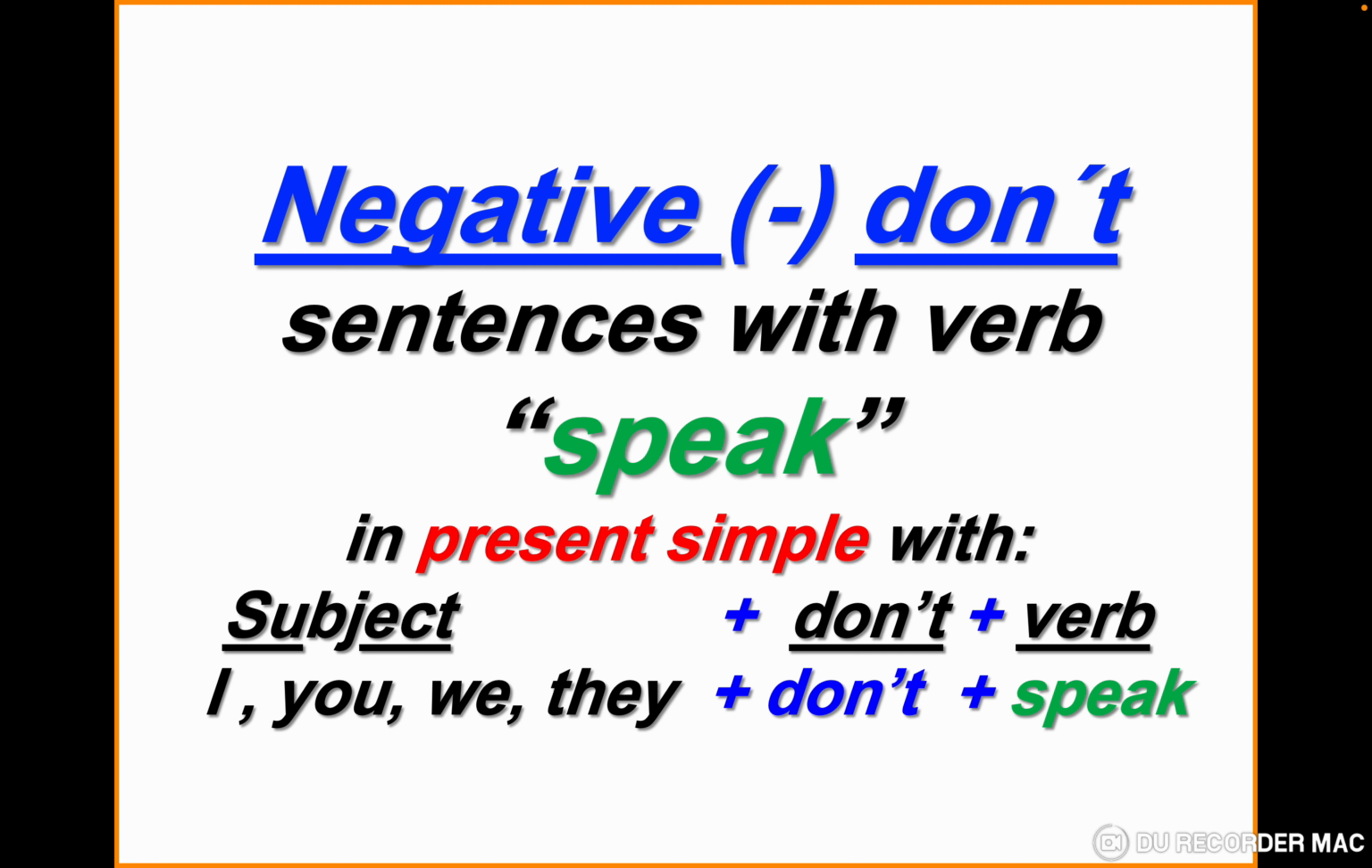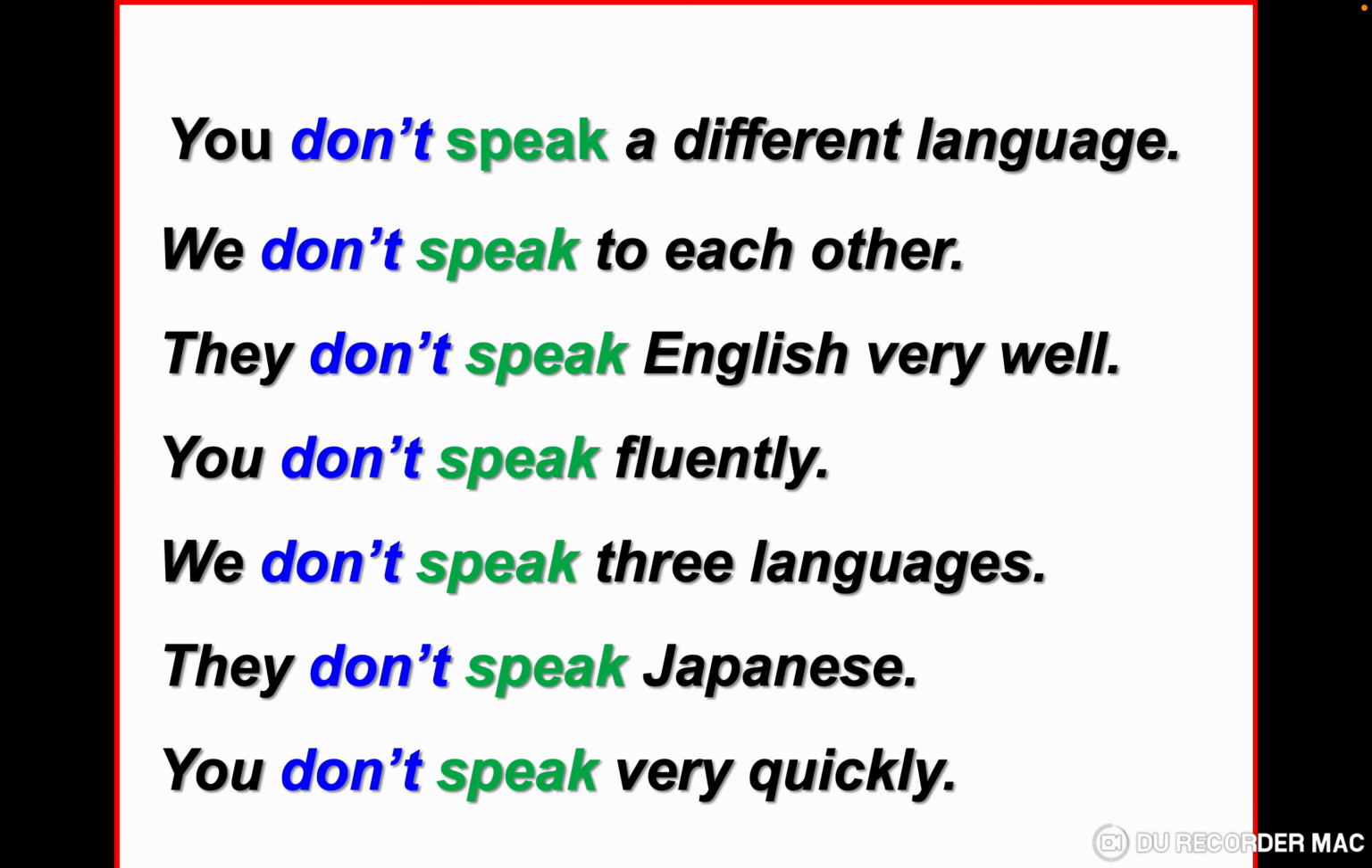Let's see the negative form. You don't speak a different language. We don't speak to each other. They don't speak English very well. You don't speak fluently. Fluently means very well. We don't speak three languages. They don't speak Japanese. You don't speak very quickly.